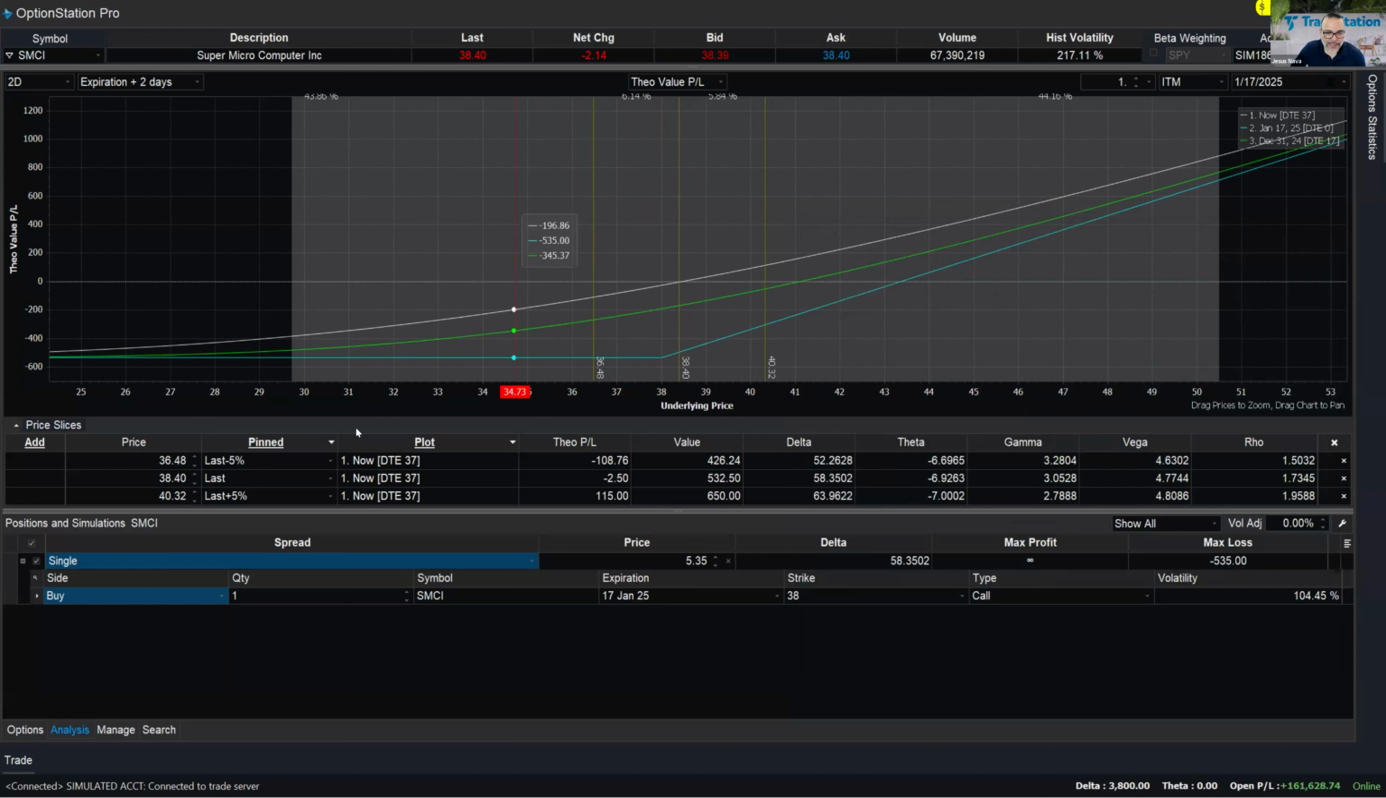Now, if you look at my price slices, they're all set to the now line, but I can click on this drop down for plot and say, set those to plot number 3, which is my green line. Notice how the text here turns green, an indication that I'm looking at the valuation of the green line. But notice that if Super Micro Computer goes up 5% and I'm holding on to that until December 31st, I'm still losing money.